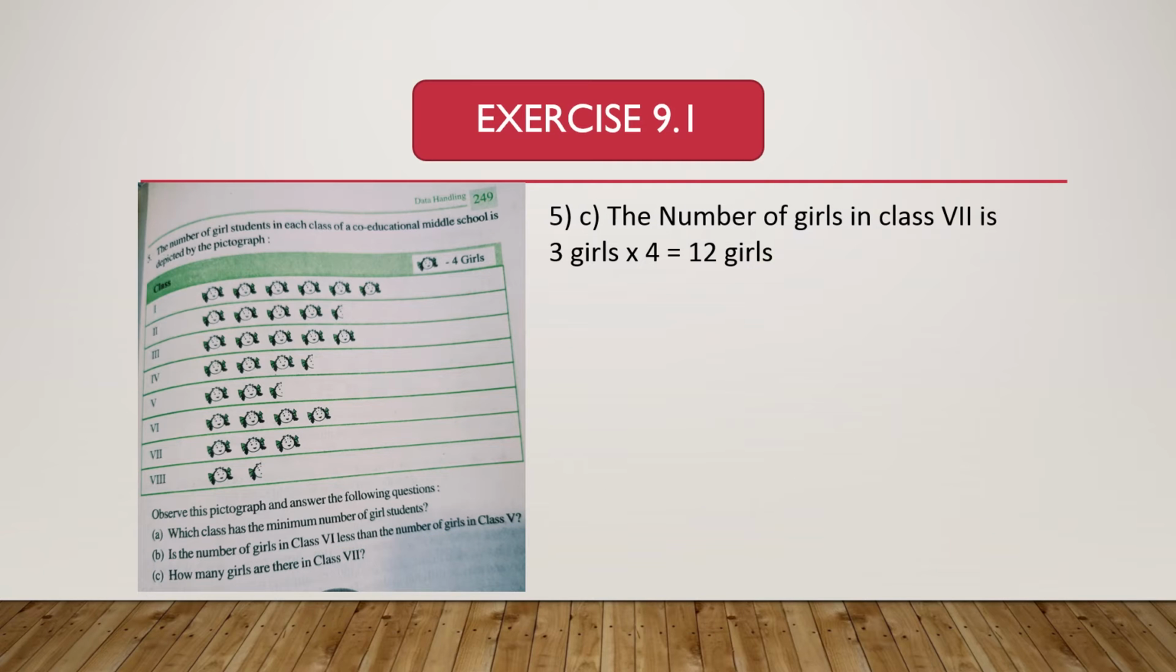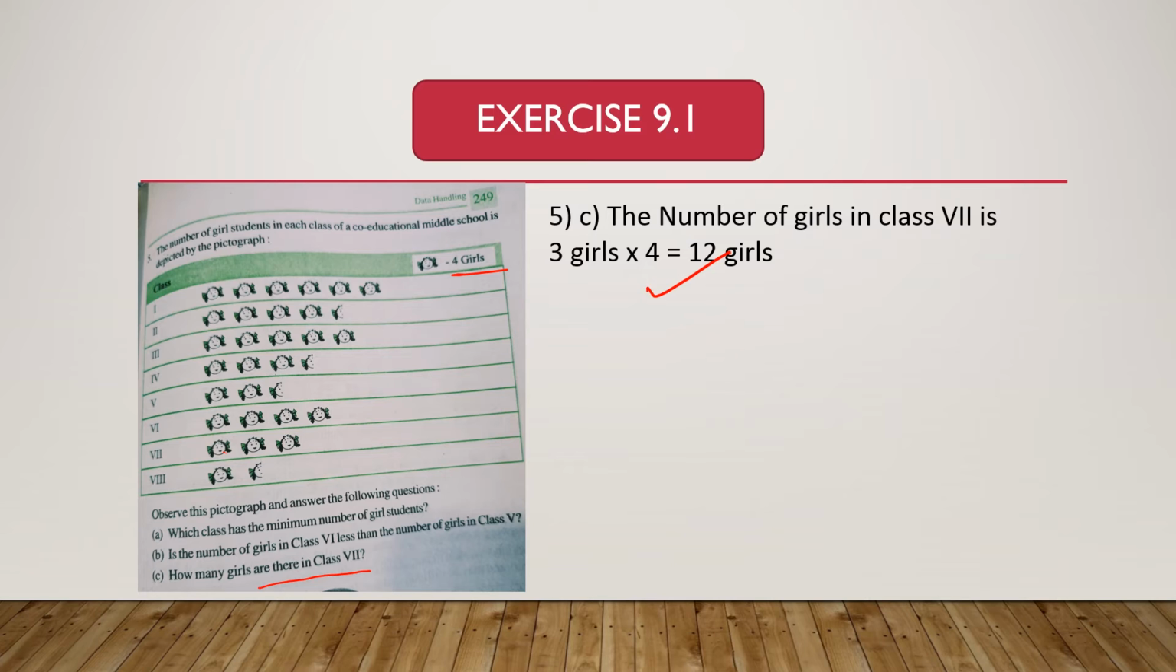Now we solve third bit C. How many girls are there in class 7? In class 7 there are 3 pictograph girls. So 1 pictograph girls is represented with 4 girls. So 3 pictograph girls will be 3 multiplied with 4, and 3 multiplied with 4 is 12 girls. So in class 7 12 girl students are there.